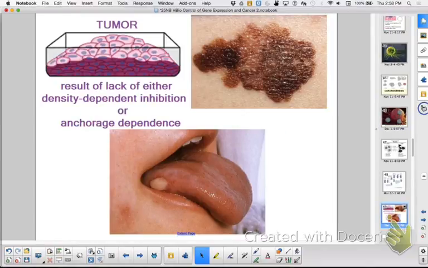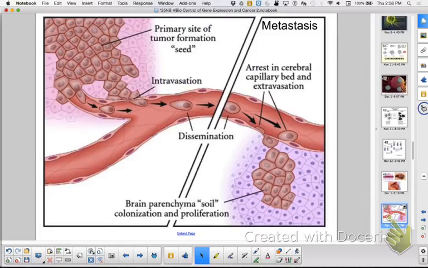They don't have anchorage dependency. They're fine wherever they are, and they don't realize that they're crowded. They just continue to reproduce, so they've lost their contact inhibition. They have the ability to metastasize, to spread to other areas.